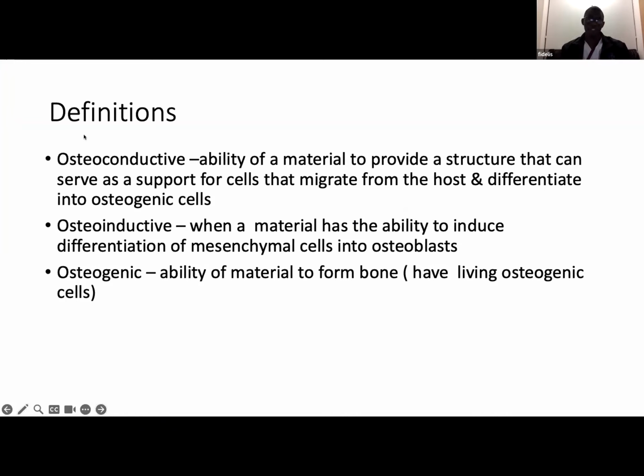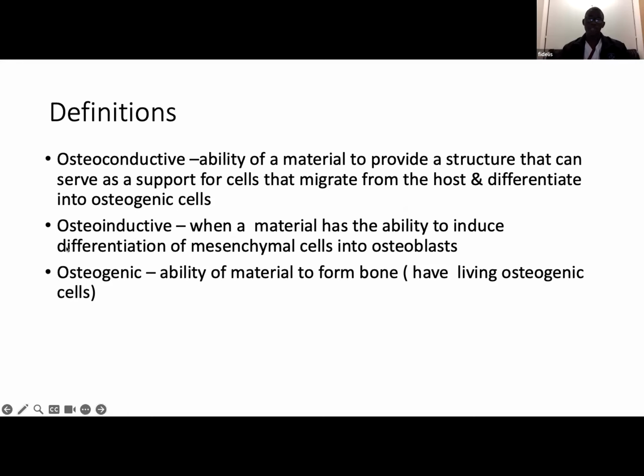So I think it is words that we have heard before: osteoconduction, osteoinductive, and osteogenic. I think if you're talking about bone graft, you need to have an idea of what these words mean. So osteoconductive is a word we use for materials that have the ability to provide a structure which serves as a support for cells to migrate from the host and then differentiate into osteogenic cells.